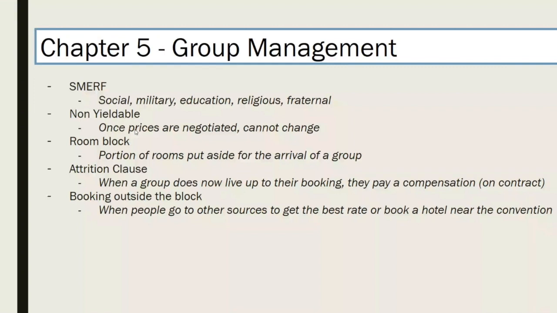Booking outside the block would be when attendees go to other internet sources to secure the best room rate, or they go to a hotel near the meeting or the convention. So this would be another example. Going back to the Geneva Auto Show, you can say, for example, on one OTA it's more expensive, so you go elsewhere. You find something else near the same location, near the Geneva Auto Show, another hotel at a better price that's more convenient for you.